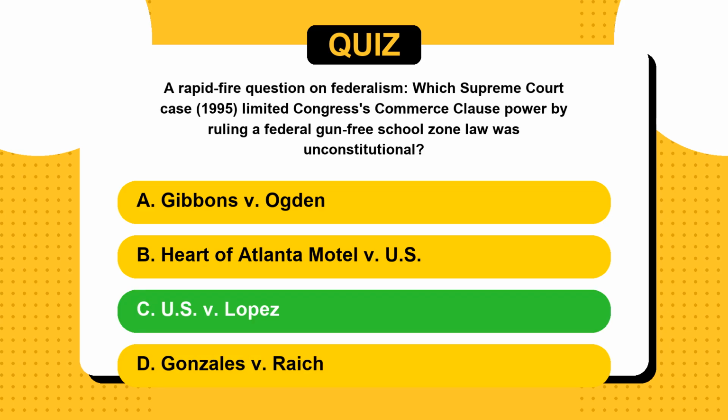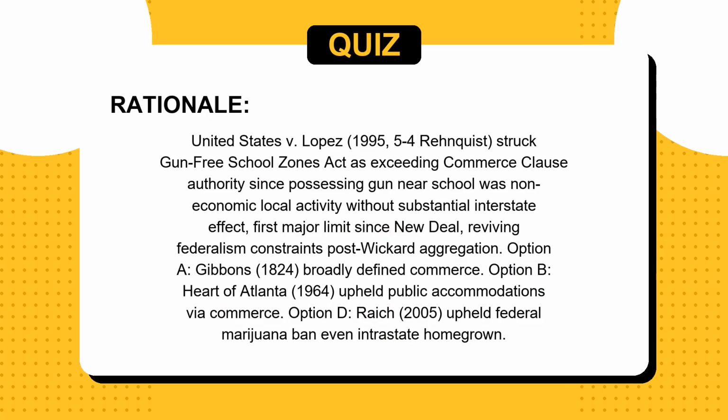The answer is C. United States v. Lopez, 1995, 5-4 Rehnquist, struck Gun-Free School Zones Act as exceeding Commerce Clause authority since possessing gun near school was non-economic local activity without substantial interstate effect. First major limit since New Deal, reviving federalism constraints post-Wickard aggregation.